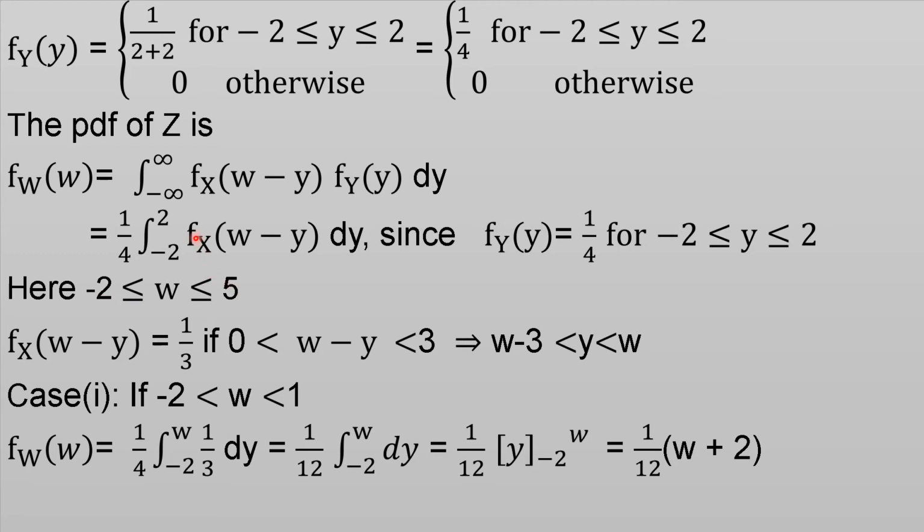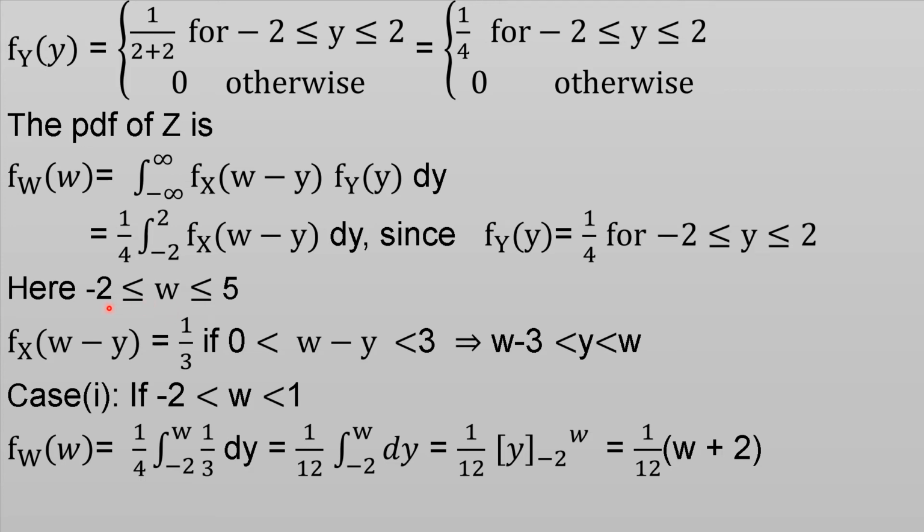Since in the integrand we have the probability density function fx, and for fx, x is between 0 to 3, an interval of length 3. We'll split this interval for w, -2 to 5, into subintervals of length 3. So start with -2, add 3 to that. -2 plus 3 will be 1. So take the subinterval -2 to 1 as case 1. Then 1 to 5 is remaining. Again, if you add 3, then it becomes 1 plus 3, which is 4. 1 to 4, 4 to 5 remaining.